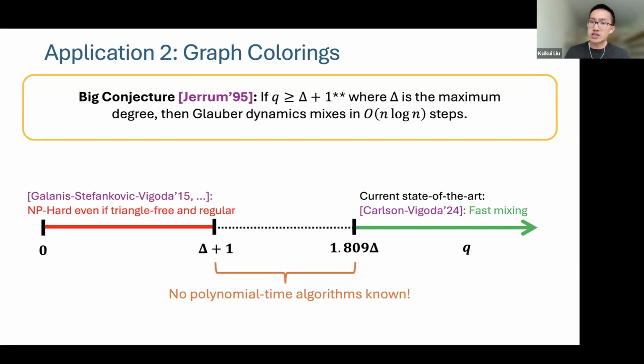But unfortunately, the current state of the art for fast mixing is stuck at some constant times the maximum degree. And the current constant is roughly 1.8. And so there's this gap between the conjectured phase transition point and the current state of the art, in which currently there's no polynomial time algorithm known for sampling graph colorings.